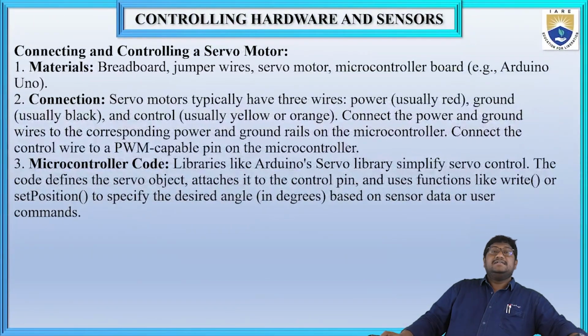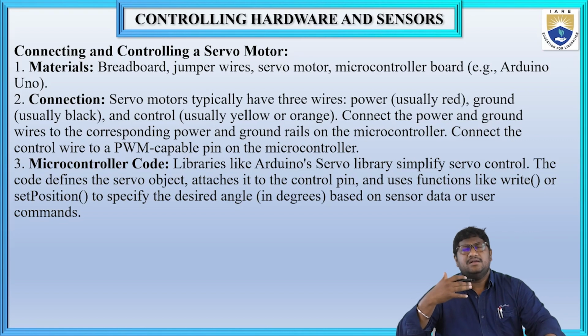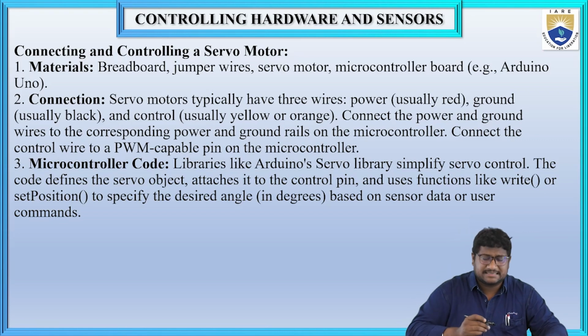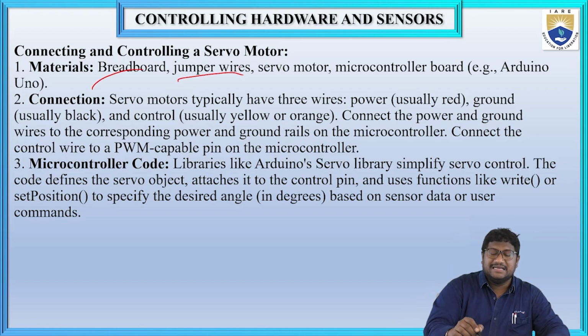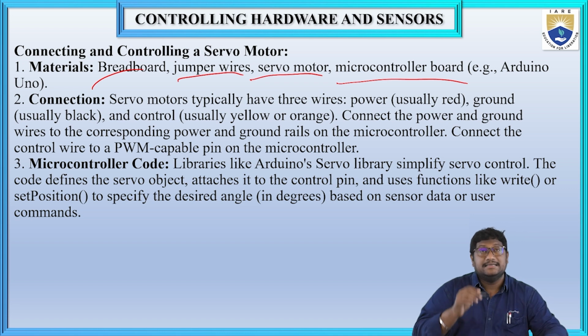And what are the different things required for connecting and controlling a servo motor? First, what are the materials which we require for performing this particular task? A breadboard is required, a jumper wire is required, a servo motor is required, and a microcontroller board, which is the Arduino Uno board. And coming to the connection, these servo motors typically will have three different kinds of wires.